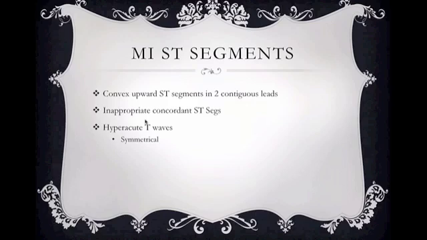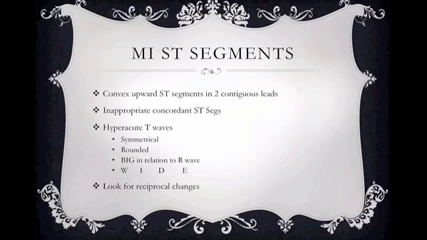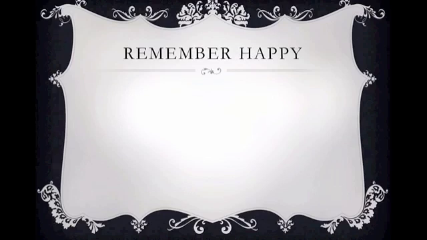We are looking to see if they're symmetrical. Are they rounded? Are they big in relation to the R wave? And are they wide? Remember, our hyper K T waves had the Eiffel Tower wave. They had a peaked top, narrow base. These hyperacute T waves are going to be wide in nature, right? And we're looking for reciprocal changes, which we would not see in pericarditis, right?